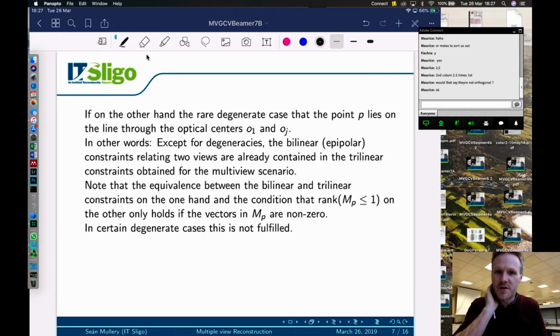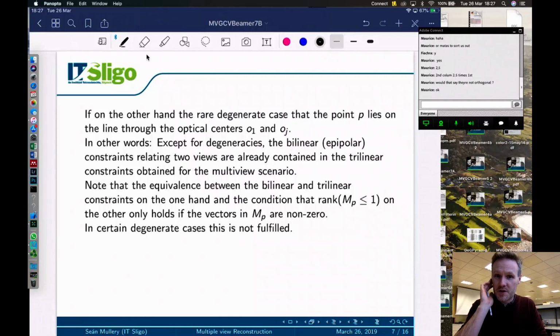There are rare degenerate cases where the point P lies on the line through the optical centers O1 and OJ. So between O1 or any of the other frames, if we're trying to include that as one of the frames, that turns out to be a degenerate case. I've a picture of it on the next slide, and we'll have a look at what it means.